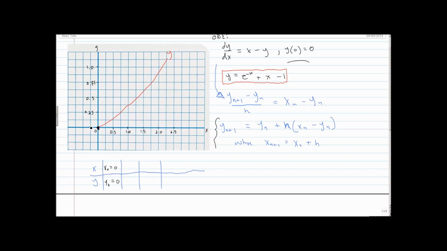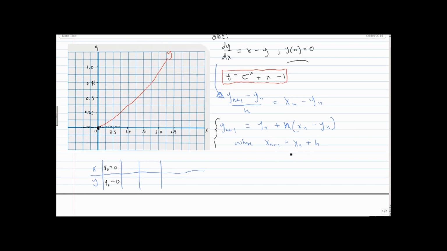So that means that right here, this is the derivative at x and y equals 0 at this point along our graph. Okay, so somewhere along that line lies our next point. Okay, so let's find where that point is.